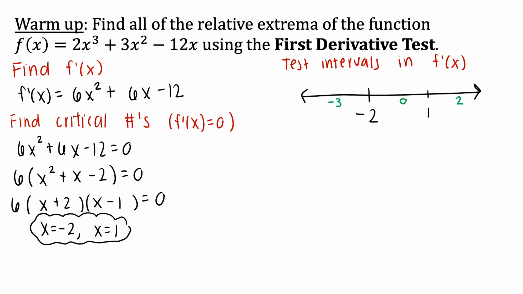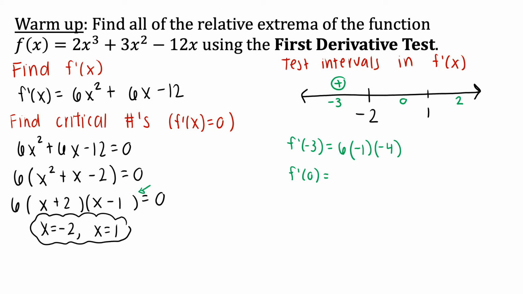We are testing these in our derivative f prime. So let's look at f prime of negative 3. Plugging into factored form, I get 6 times negative 3 plus 2 is negative 1, times negative 3 minus 1 is negative 4. Looking at the sign, I have a positive times a negative is going to give me a positive.